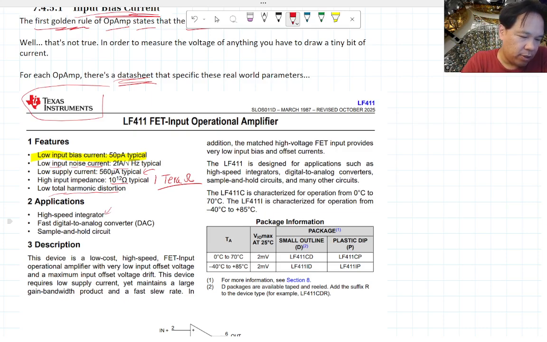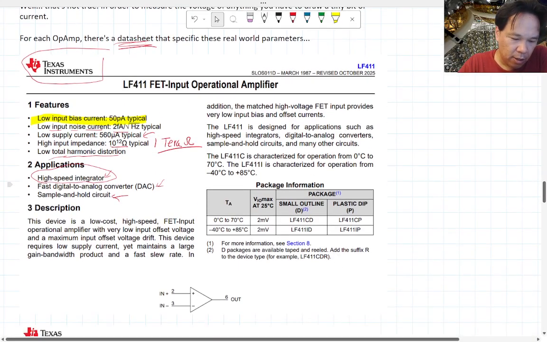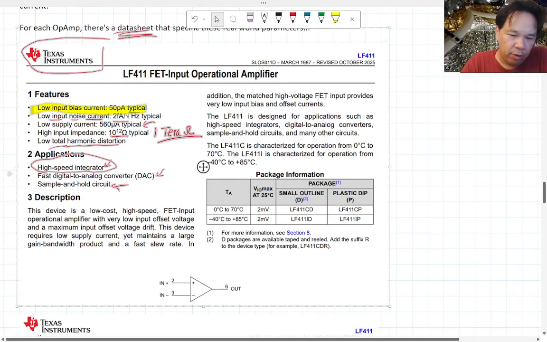So what it's used for is an integrator, right? It's a fast digital to analog converter. So we'll talk about that. You can use it also as a sample and hold. We're going to have that circuit also. But what we learned so far is that we use this as an integrator, right? Okay. There's some description of it.